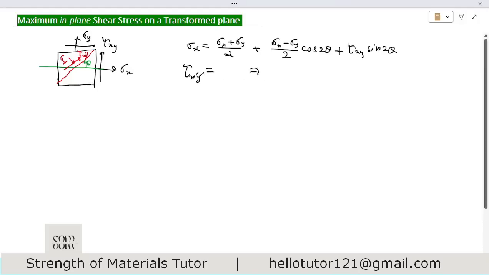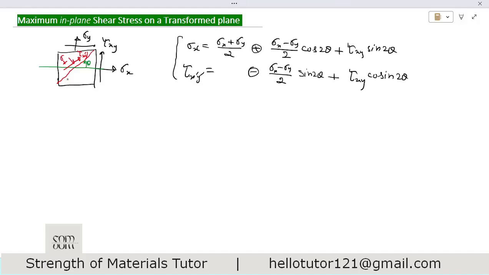and the shear stress on this inclined red plane, tau x prime y prime, is equal to negative, here it was positive but in the shear stress it is negative, (sigma x minus sigma y) divided by 2, here it is cosine but in the shear stress we have sine of 2 theta, plus tau xy, here it is sine but in shear stress we have cosine of 2 theta. Okay, so these are the stresses on this oblique plane, red plane, right?